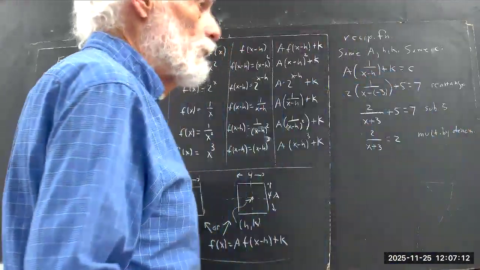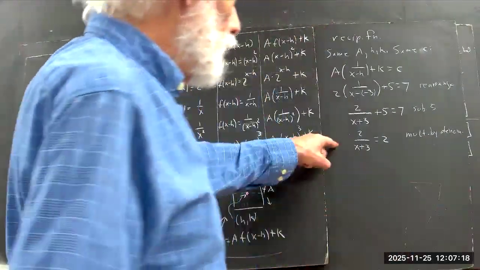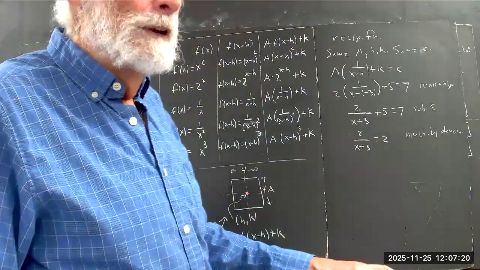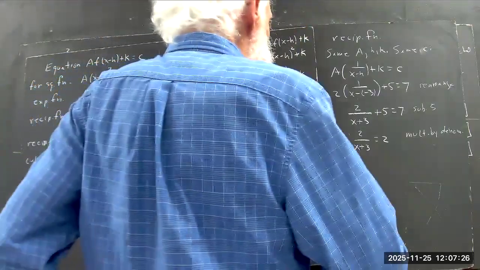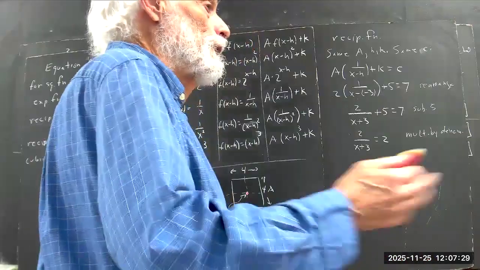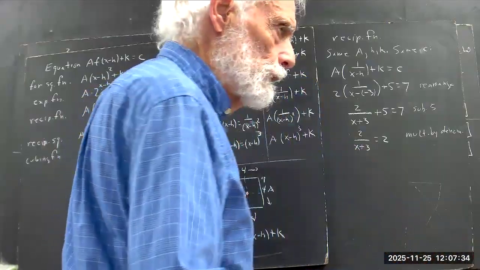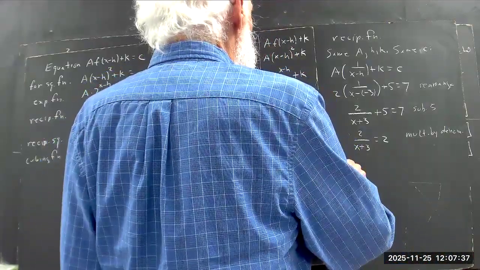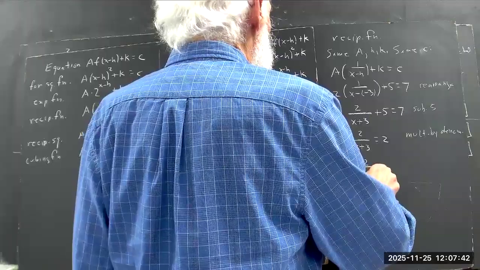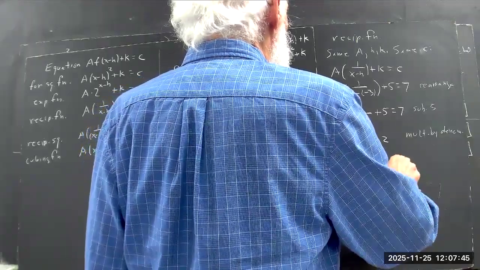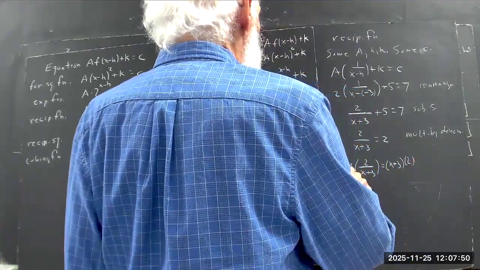At this stage, we want to multiply by our denominator. If we have denominators in an equation, we want to clear them by multiplying by the least common denominator, or at least some common denominator. Least common denominator is better because it's less work. But in this case, we only have one denominator, so we don't have to worry about that. So we're going to do x plus 3 times 2 over x plus 3 equals x plus 3 times 2.